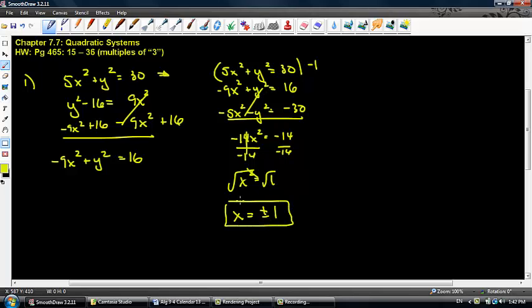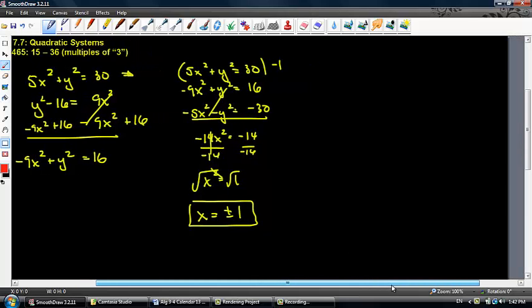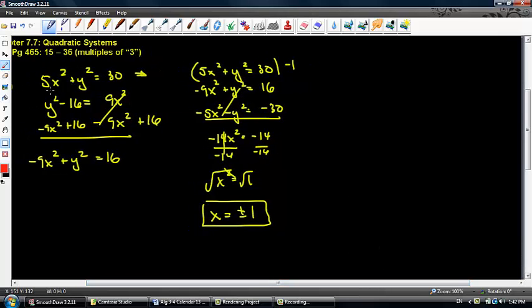Now it's important to have that plus or minus because you have to plug each one into the original equation to figure out where your points of intersection are. The way a quadratic system is different is that when I plug something in, I automatically determine its coordinates. I'll show you what that looks like right now. Let's use the top equation as our base of plug-in. If I plug positive 1 in first, I get 5 times positive 1 squared plus y squared equals 30. That is 5 plus y squared equals 30.